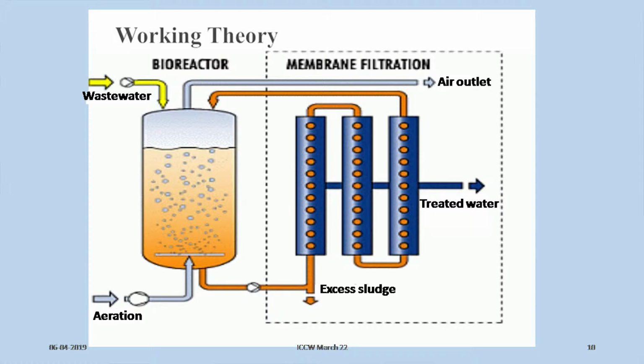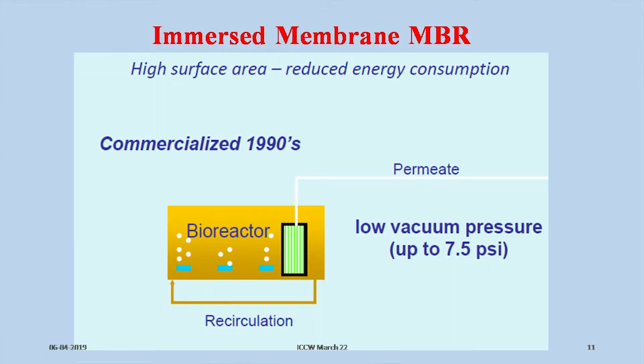Here, this is the bioreactor where the wastewater is fed and aerated, and this is the air outlet. The water then enters the membranes, or these are the membrane modules, and finally comes the treated water. And at the end, a negative pressure, a vacuum, has to be supplied.